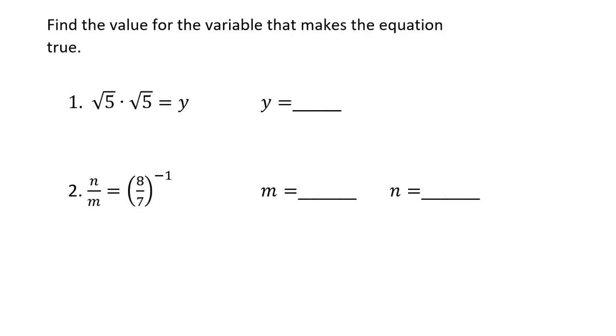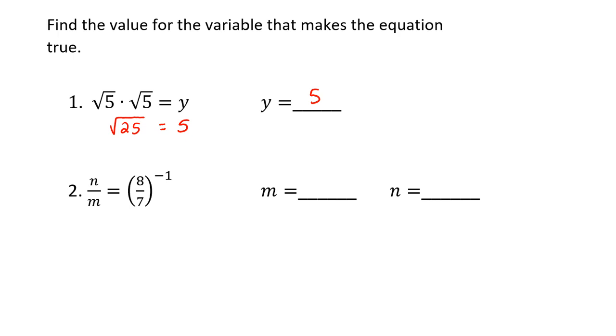Study guide for test 1, unit 6. All right, so find the value for the variable that makes the equation true. So the square root of 5 times the square root of 5 is the square root of 25. So therefore y would need to be 5.